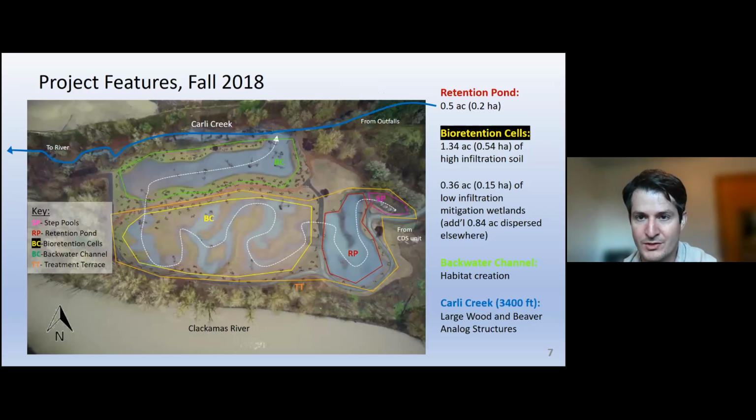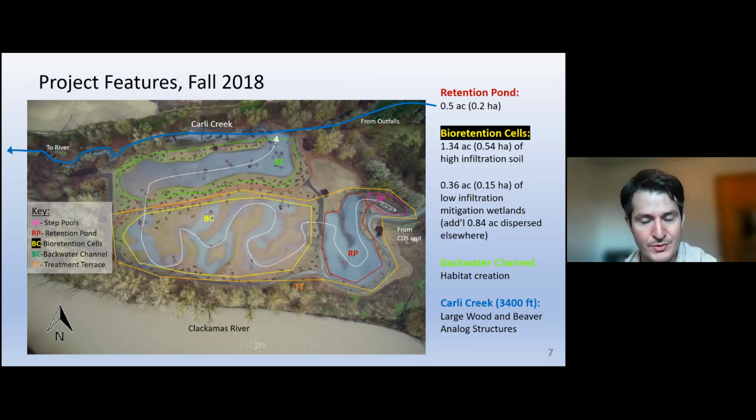So what were the project features, kind of in a bird's eye view? I want us to mainly focus on the white dashed line that shows the flow of water from the beginning, which is a stormwater outfall from the catchment, in the middle right of this image, through the different treatment units, and then eventually to Carli Creek before commingling and meeting the Clackamas River, just kind of off screen to the left of this image.